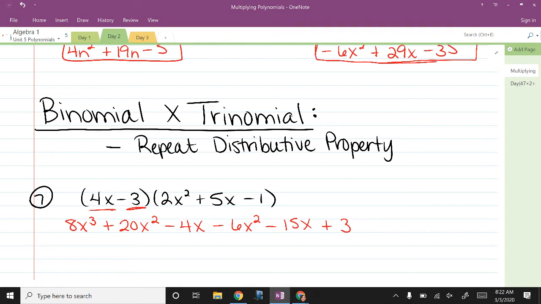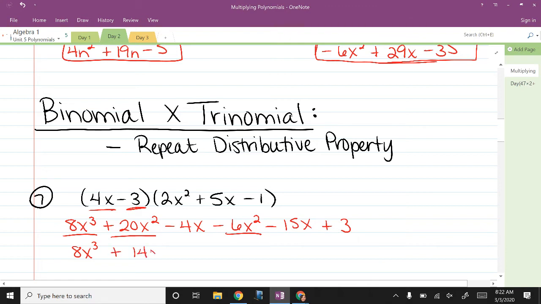So how do you think we're going to finish it up? Combine like terms in decreasing order. Okay. So what's our highest exponent? And so I'm just going to underline them as I do them. So I'm just going to copy 8x to the third because he's the only thing with x to the third. Then what's my next highest exponent? The square. I got positive 20x squared minus 6x squared. So what does that combine to get? Positive 14x squared. Very good.